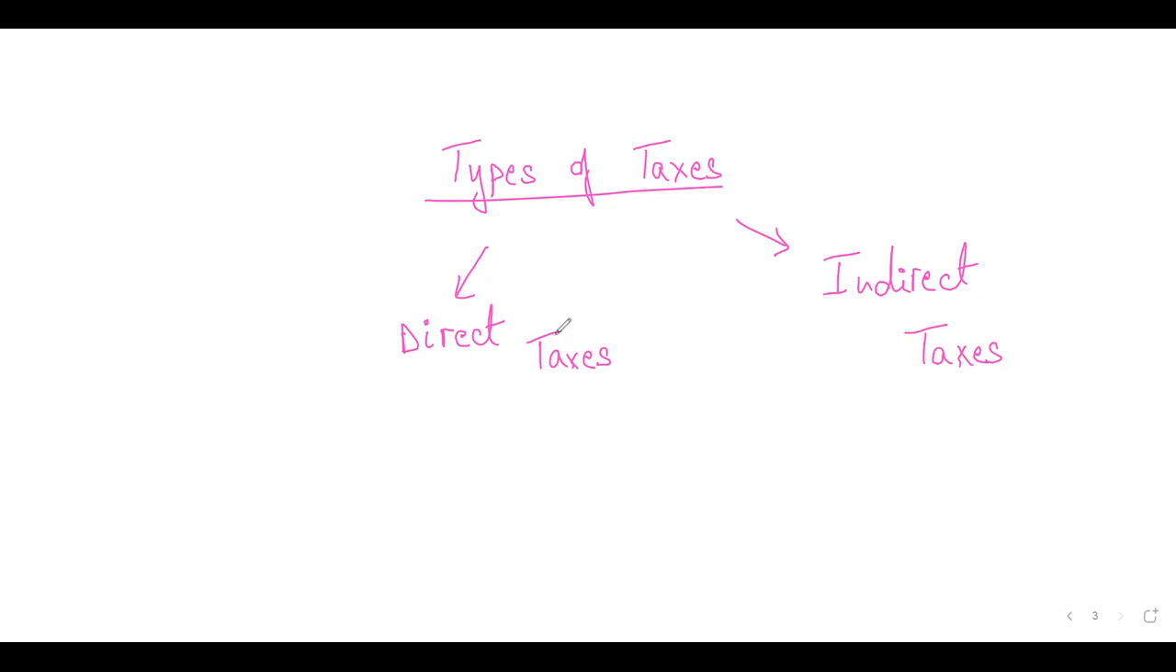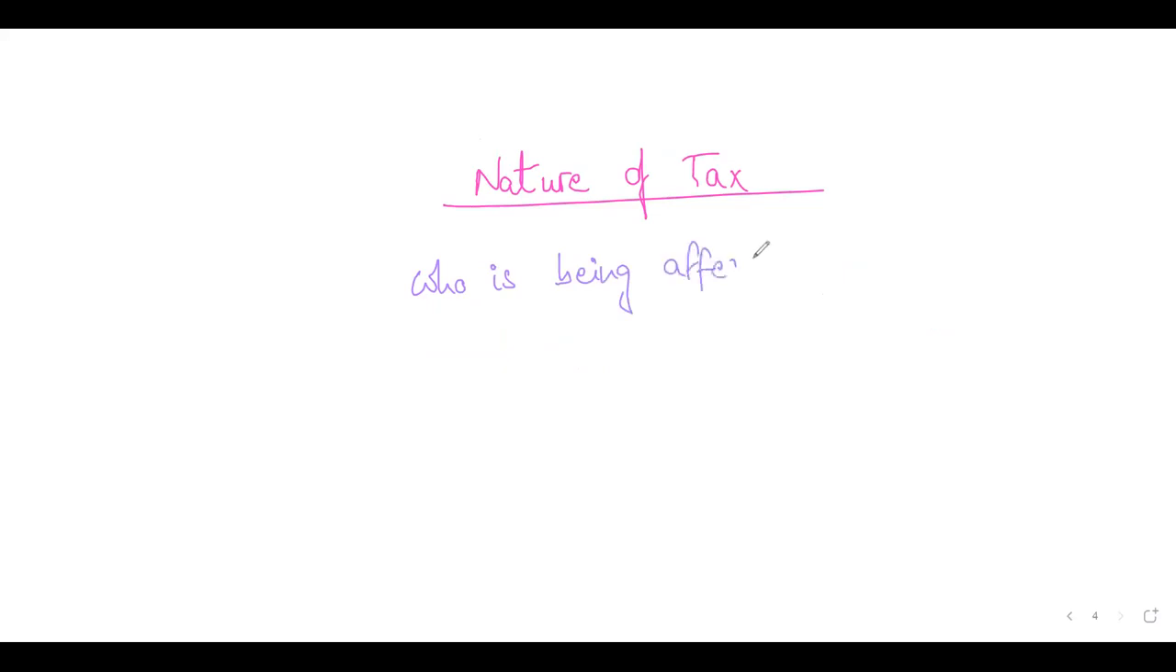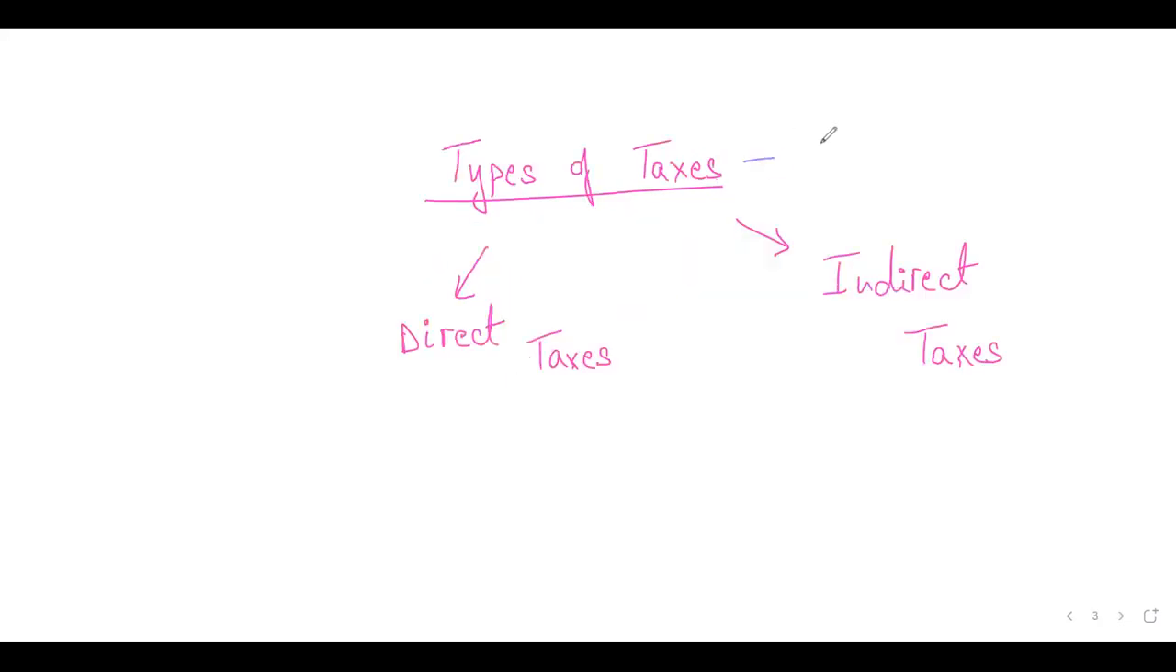So what I'm trying to tell you is that there are 2 things. One is type of tax, and then it's nature of tax. This might be a little difficult to explain. Nature of tax means who is being affected? Are the rich people being affected? Are the poor people more affected due to tax? That's what the nature of tax means. And the type of tax means which source is being taxed.